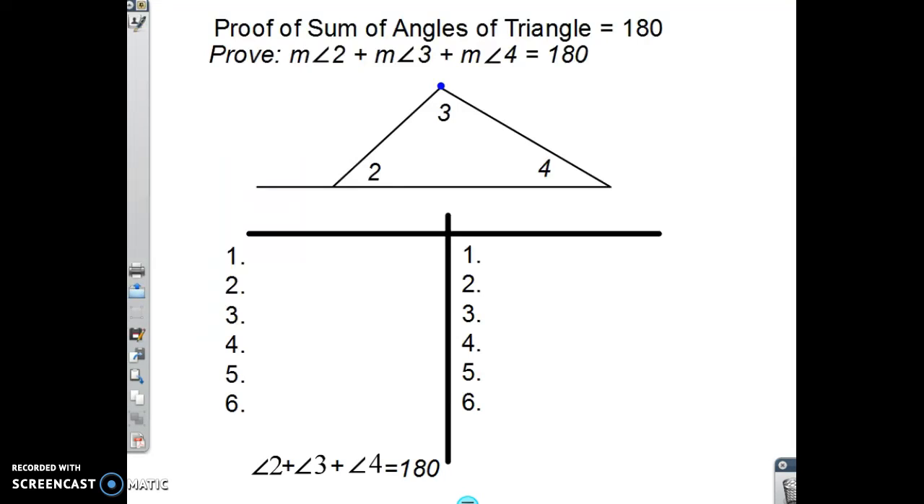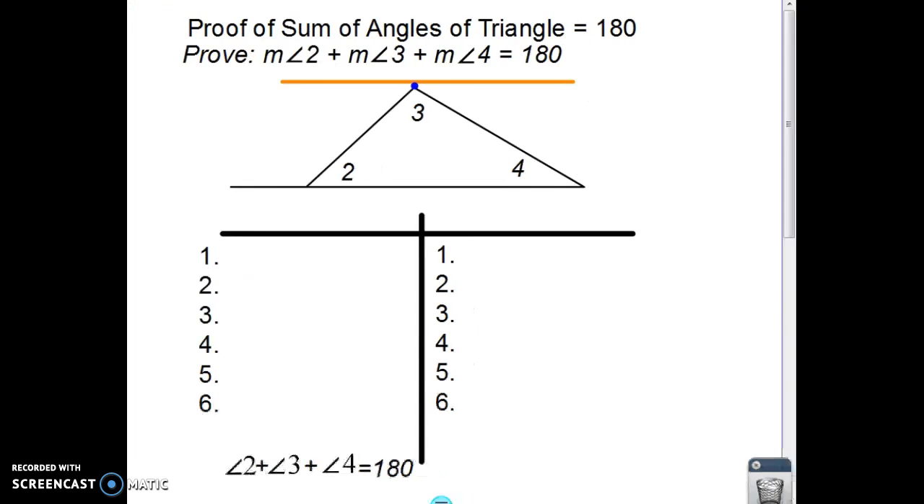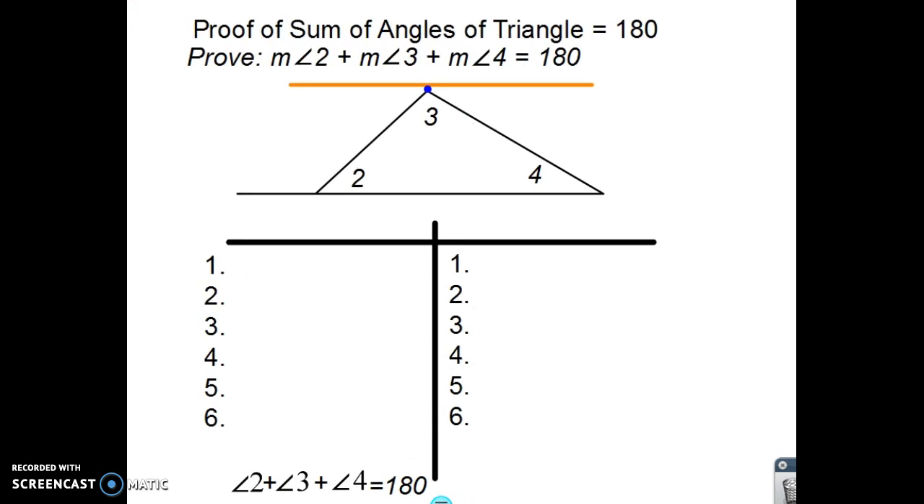Alright folks, this is Shetz, and today we're going to prove that all the angles of a triangle add up to 180. We are allowed to draw a line through this outside point and this line. There's exactly one line parallel. So we're allowed to draw that.